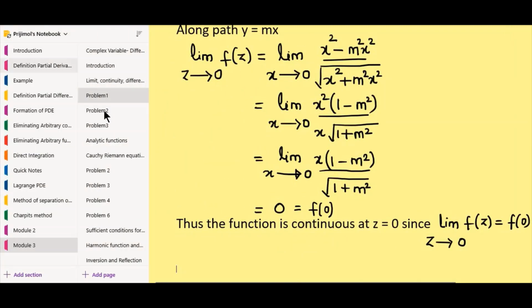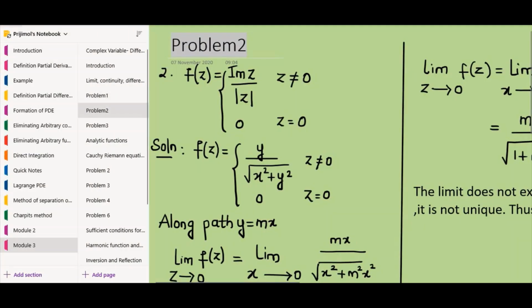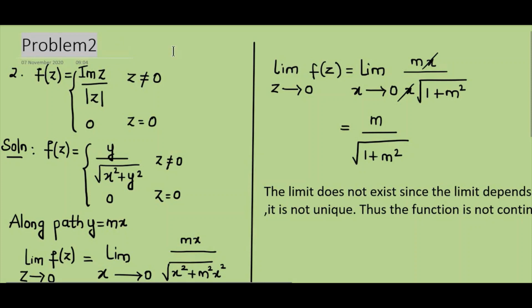Now let us discuss the next question. Check the continuity of this function at z equal to 0. Here also we have simplified this in terms of x and y. Imaginary part of z is y divided by root of x square plus y square. After converting this, you can choose any path.